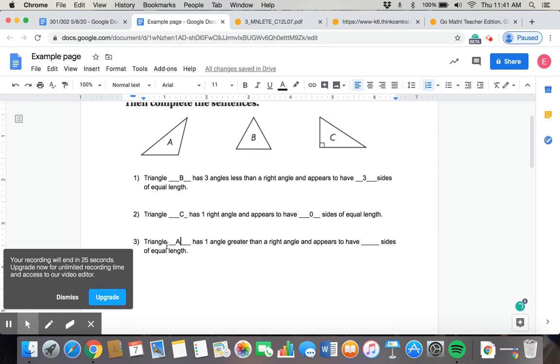Now let's try and finish it. Triangle A has 1 angle greater than a right angle and appears to have blank sides of equal length. Well, if we try and fold this up, it won't be as long. If we try and fold that line up, it won't be as long. But if we fold this one all the way up, it'll be the same length. So I know it has 2 sides of equal length. And that's how we'll solve our first 3 problems.